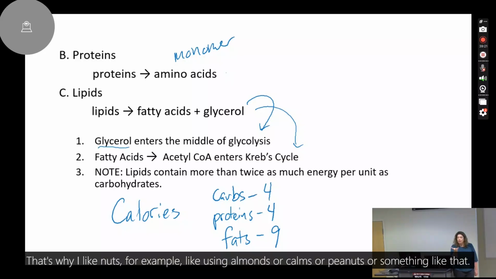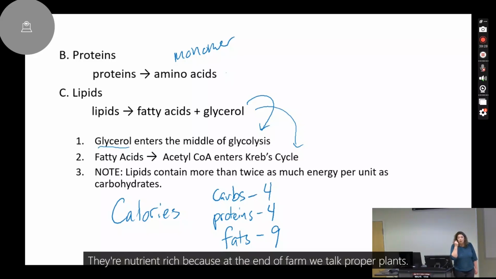That's why nuts, for example, if you eat almonds or pecans or peanuts, something like that, they're nutrient rich, because that's a bunch of the endosperm we talked about for plants, so it's about nutrition. But also, there's a lot of calories in that kind of thing. Now, calories are not necessarily good, bad, or otherwise. It's just information about how much energy something has.